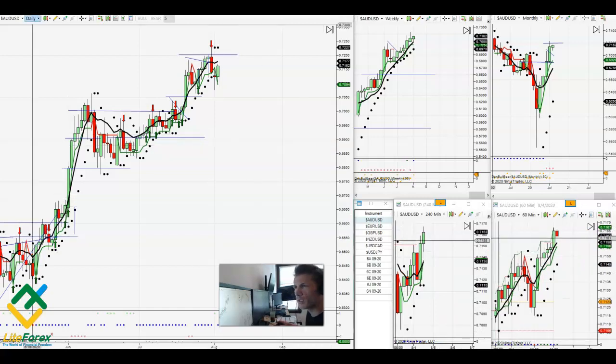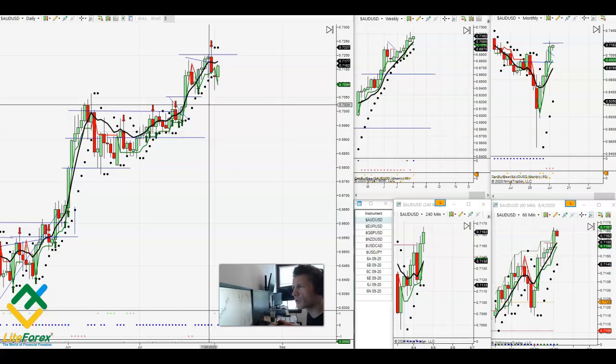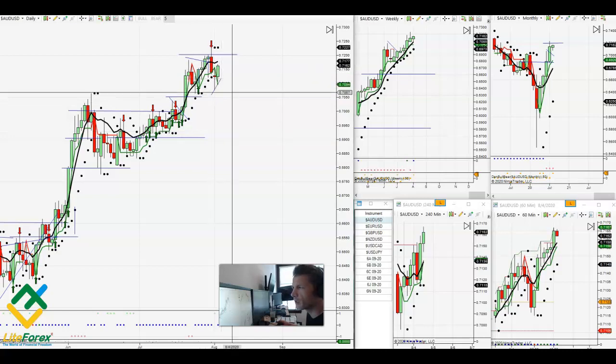Alright, so let's take a look at the Australian USD. As usual, we've got the daily, the weekly, the monthly, the 240 minute, and the 60. I always look at the Forex pairs as well as the futures. The Australian USD is putting in higher lows today.